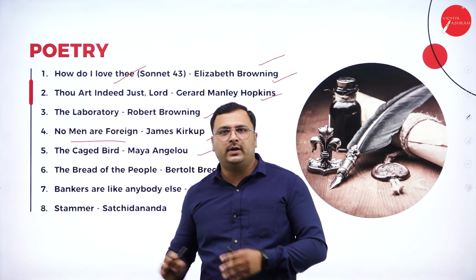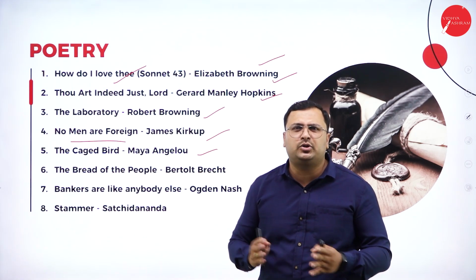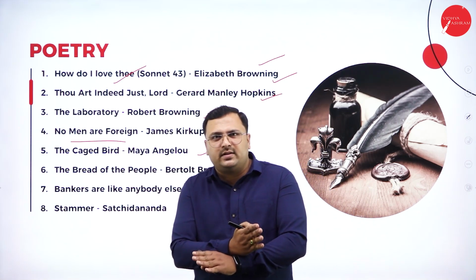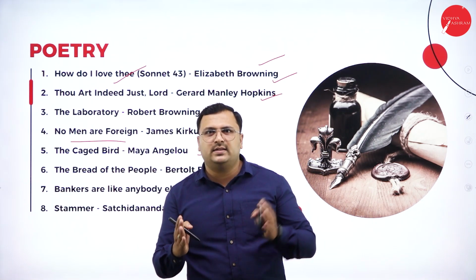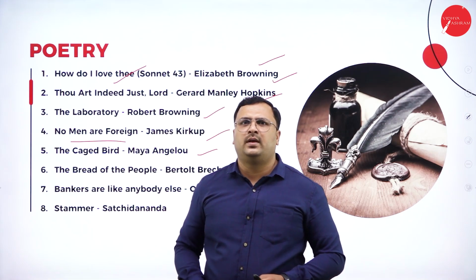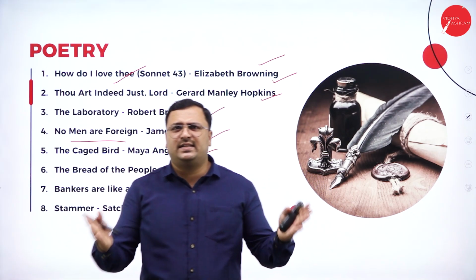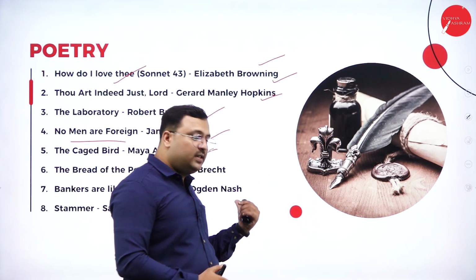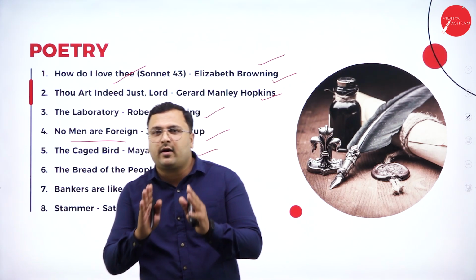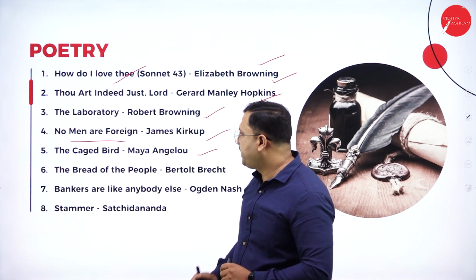Next one is The Bread of the People, by Bertolt Brecht. Here, Bertolt Brecht has tried to explain two different things. He is comparing two different things. One is bread and the other thing is justice. And what is the similarity? What is the dissimilarity? We will see when we study the poem. The concept is very interesting.